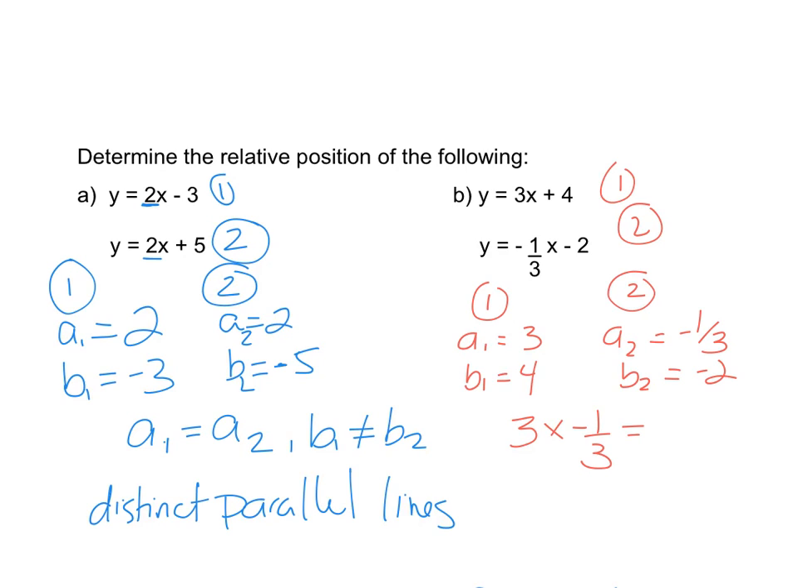If we multiply them together, it should give us negative 1 if these two lines are perpendicular and the slopes are negative reciprocals. So we multiply this together. 3 times negative 1 is negative 3. 1 times 3 is 3. That gives us negative 1. So that tells us that these two slopes are negative reciprocals of one another, so that means these lines are perpendicular. So they're just perpendicular lines.